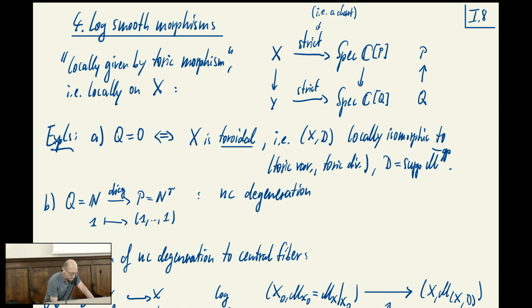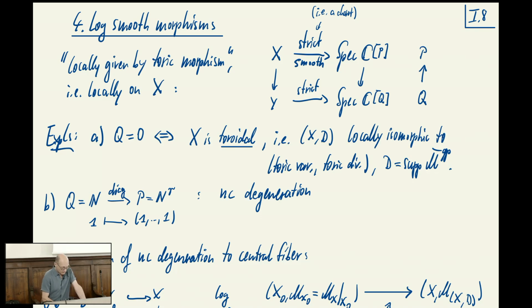Sorry, I forgot something very important. This map is not only, that's just a chart for the log structure, but to make it a log-smooth morphism, this morphism must be smooth. Okay? So I forgot the most important part of the definition here in copying my notes.